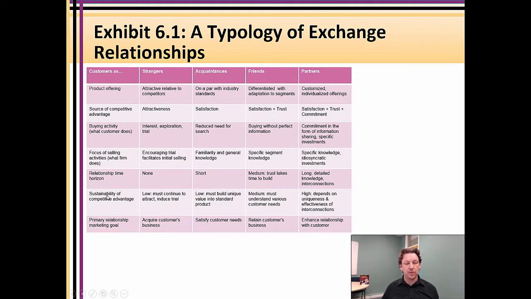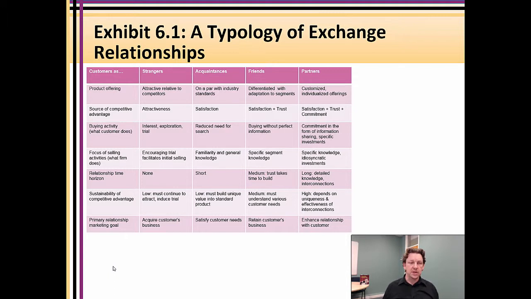Each of these boxes represents a decision frame. So the customer as a stranger, you think then of the product offering you're going to create. You are basically trying to use relative advantage, you're trying to be better, you're trying to come up on that person's search radar as a superior alternative. Why would this person come to you? Well, your product has a level of attractiveness. You are enticing someone to your product.